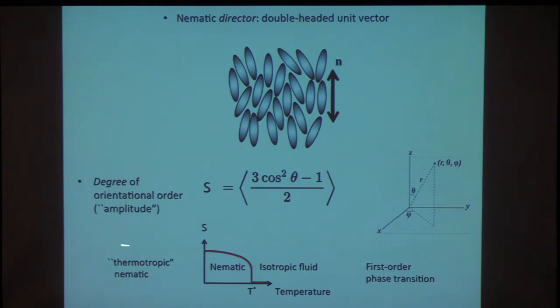Nematics for which that happens are called thermotropic nematics. Incidentally, this is the same material you might see in your wristwatch as a display. So if you measure the degree of orientational order, or the amplitude, as a function of temperature, then at high temperature it's 0, just all directions are equally represented. It's an isotropic fluid, and then you cool it, and you go across a jump, and then this degree of orientational order saturates to 1.